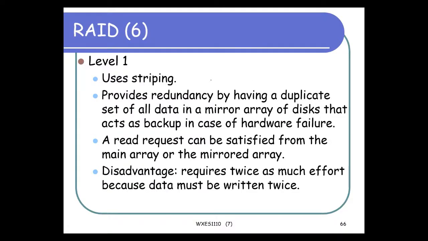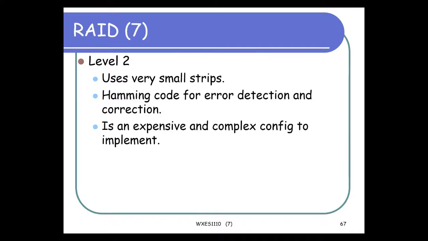RAID level 1 uses striping. It provides redundancy by having a duplicate set of all data in mirror arrays as a backup in case of hardware failure. So a read request can be satisfied from the main array or the mirrored array. It's either one. The disadvantage is it requires twice as much effort because data must be written twice, but it provides good redundancy and is the most expensive.